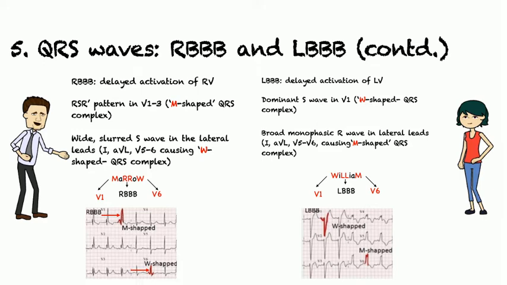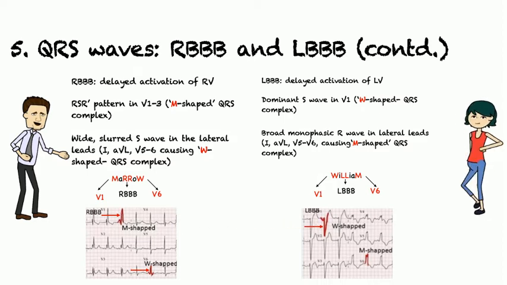There is a dominant S wave in V1 causing a W-shaped QRS complex. Also, there is a broad monophasic R wave in lateral leads, that is, 1, aVL, V5, V6, causing an M-shaped QRS complex. An easy mnemonic to remember is MaRRoW and WiLLiaM. M-shaped QRS in V1 and W-shaped QRS in V6 is seen in right bundle branch block as in the word MaRRoW, whereas W-shaped QRS in V1 and M-shaped QRS in V6 is seen in left bundle branch block as in the word WiLLiaM.